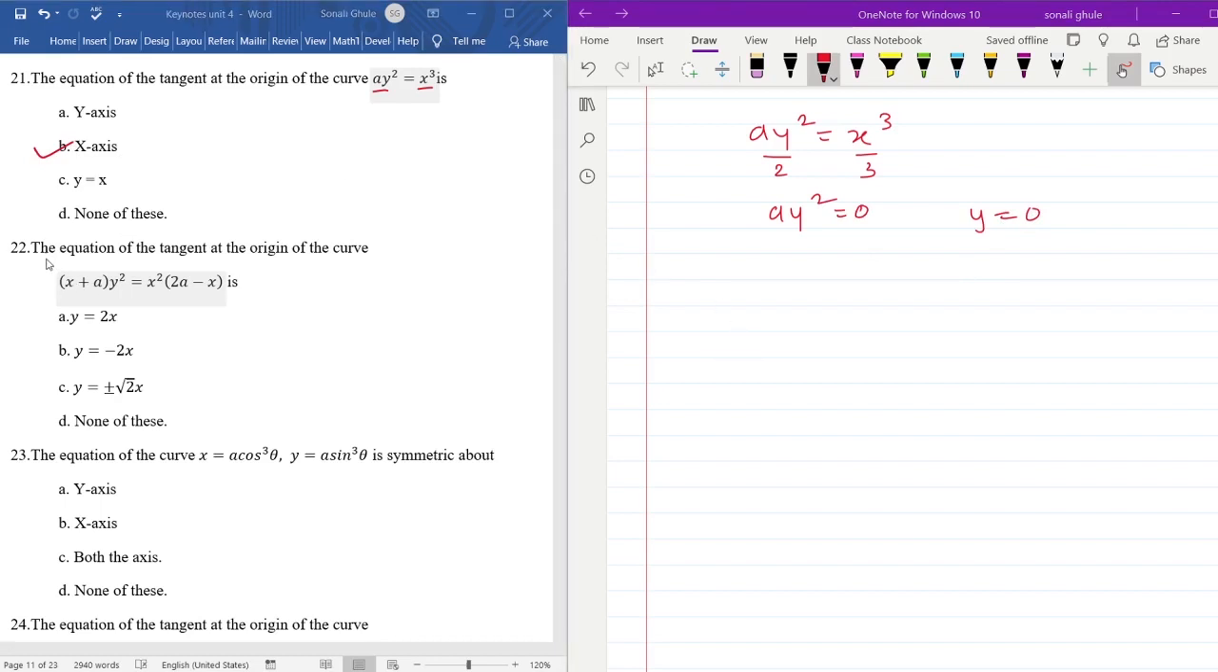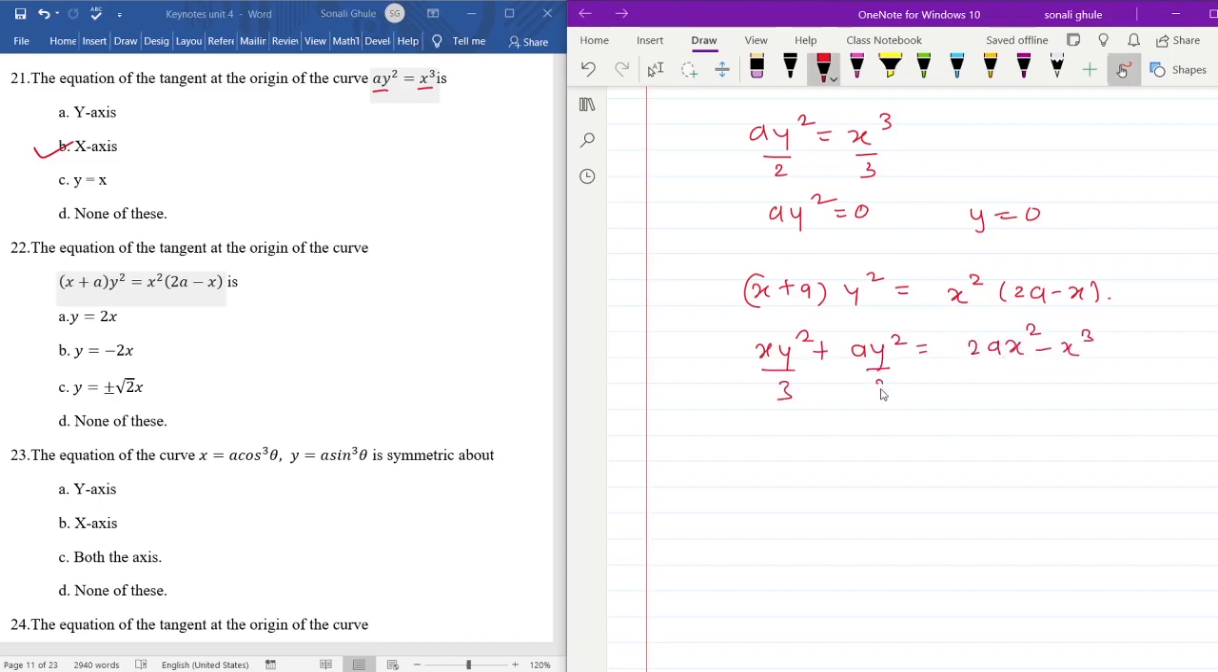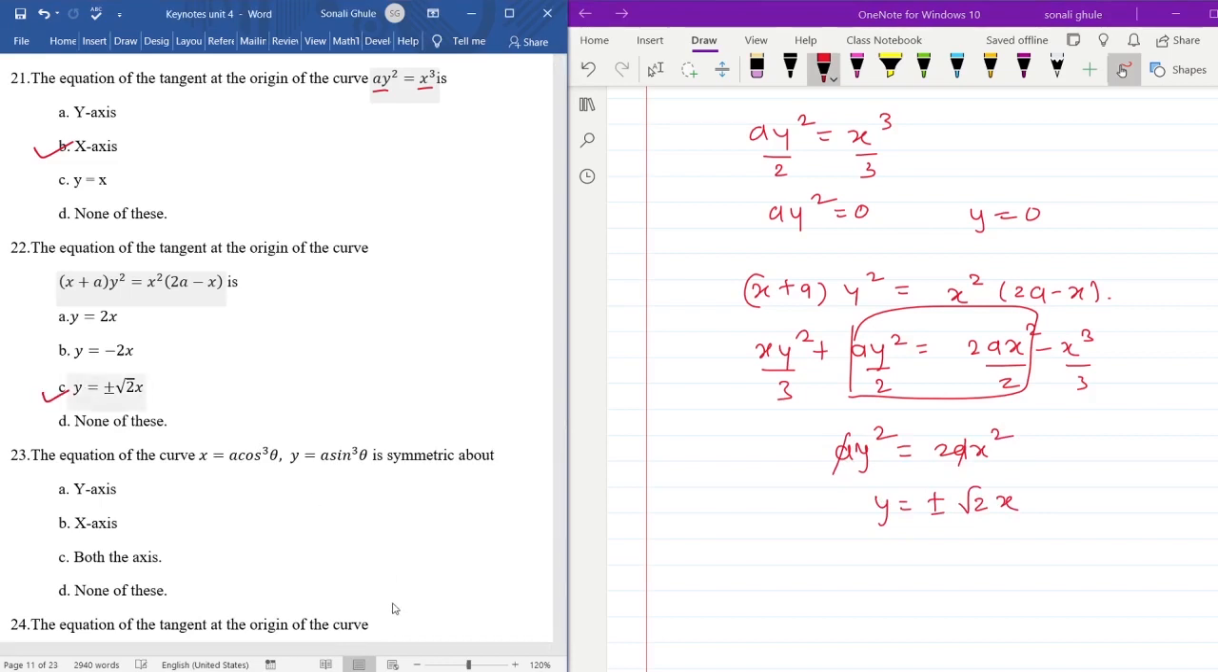Let's solve your next question. The equation of tangent at origin of the curve. So we need a lowest degree term. So x plus a y square is equals to x square 2a minus x. Okay. Open your brackets. Xy square plus ay square is equals to 2ax square minus x cube. This is degree 3, 2, 2 and 3. So these are our lowest degree terms. Equating these two terms, so a get cancelled, y is equal to plus minus root 2x. So the correct option is C here. Okay.